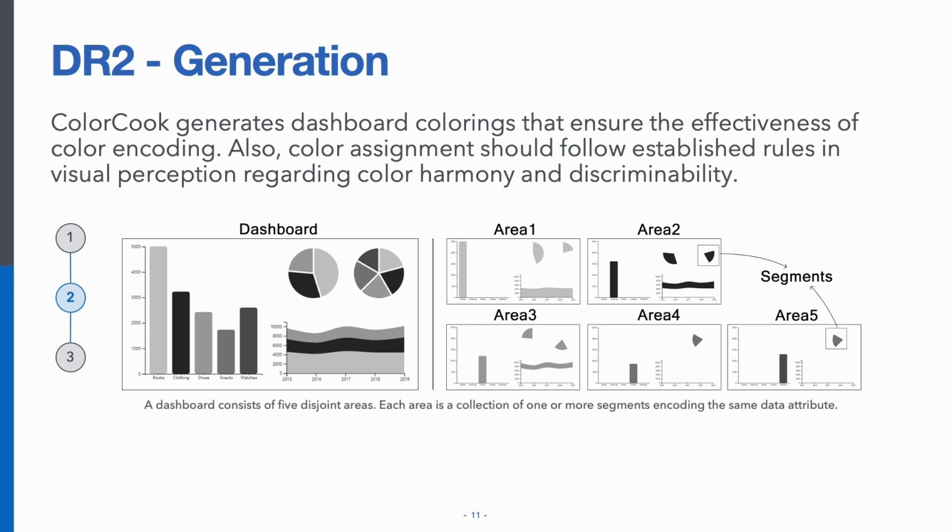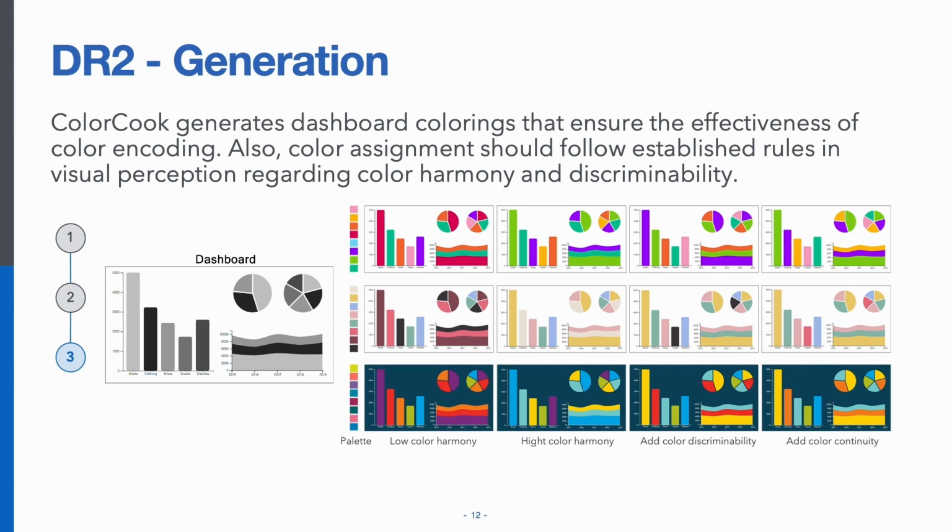An area consisting of one or more segments is assigned to the same color, while a dashboard is a collection of such areas. Also, color assignment follows established rules in visual perception regarding color harmony, discriminability, and continuity. Specifically, color harmony is produced when two or more colors seen in neighboring areas cause a pleasing effect. Color discriminability describes the difference in lightness between neighboring areas. Color continuity encourages adjacent areas to have similar lightness values.